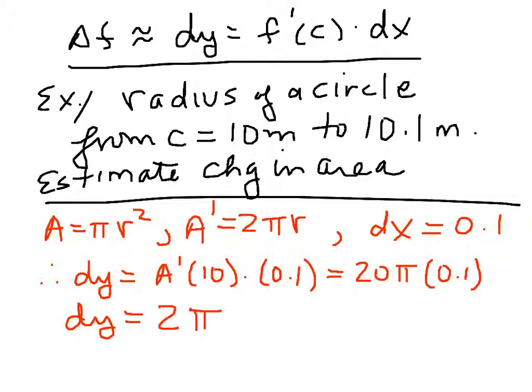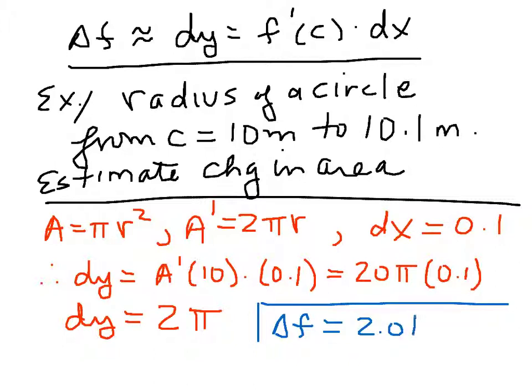This represents an approximation for how much the area changes as the radius goes from 10 to 10.1. It shouldn't be very hard for you to do the mathematics and show that the actual change, delta f, is exactly equal to 2.01 pi square meters. So we're actually very close with this approximation. Here we get 2 pi, here we get 2.01 pi. Okie doke.